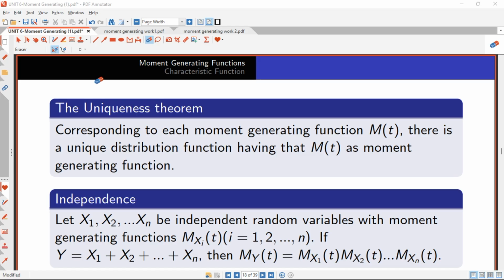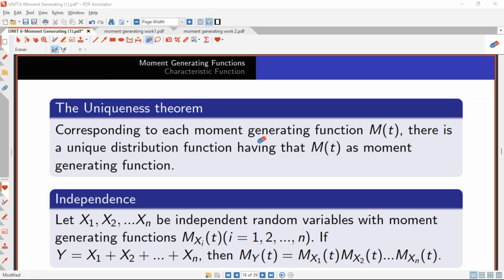Today I'm going to continue our series of videos on probability theory, specifically the moment generating function, and we are going to continue from where we ended last time. I promised you last time that we are going to tackle what is termed the uniqueness theorem. So what is the uniqueness theorem?